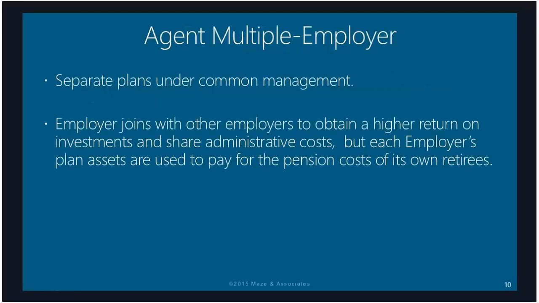An agent multiple employer plan has the same characteristics of a single employer plan, whereas an employer is going to only pay for the pension obligations of its own employees. However, in order to get a better, higher yield on their investments, by pooling their investments together, the hope is to get a higher return. And they also share in the administrative costs of having the pension plan. But like I said earlier, you're still going to only pay for your employees' pension costs.